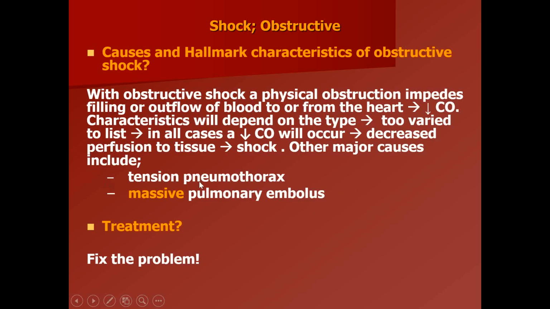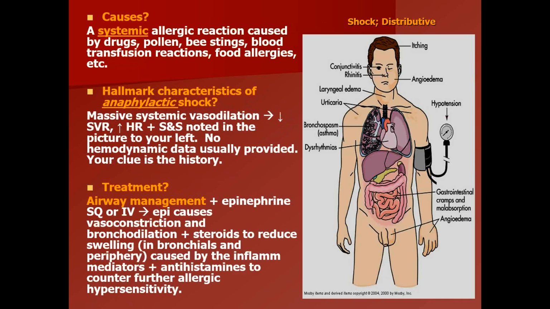Other causes of obstructive shock include tension pneumothorax and massive pulmonary embolism, not really topics in our course. Now we're going to move on to the distributive shocks, and within distributive shocks there are three different shock states: septic shock, anaphylactic, and neurogenic.